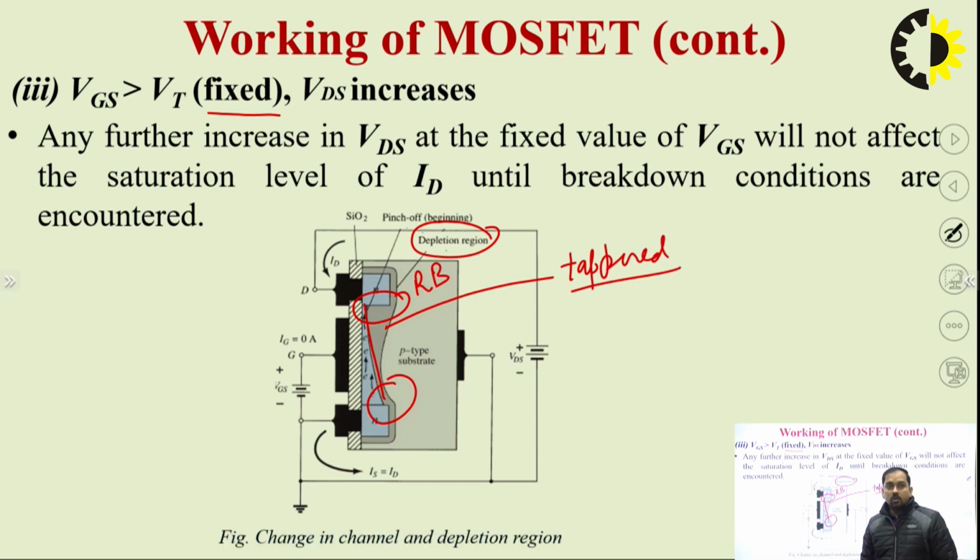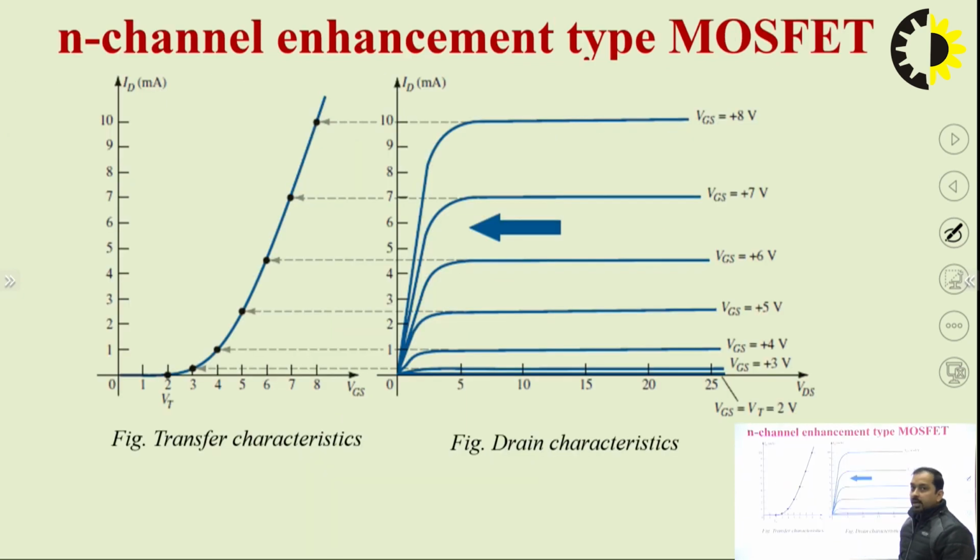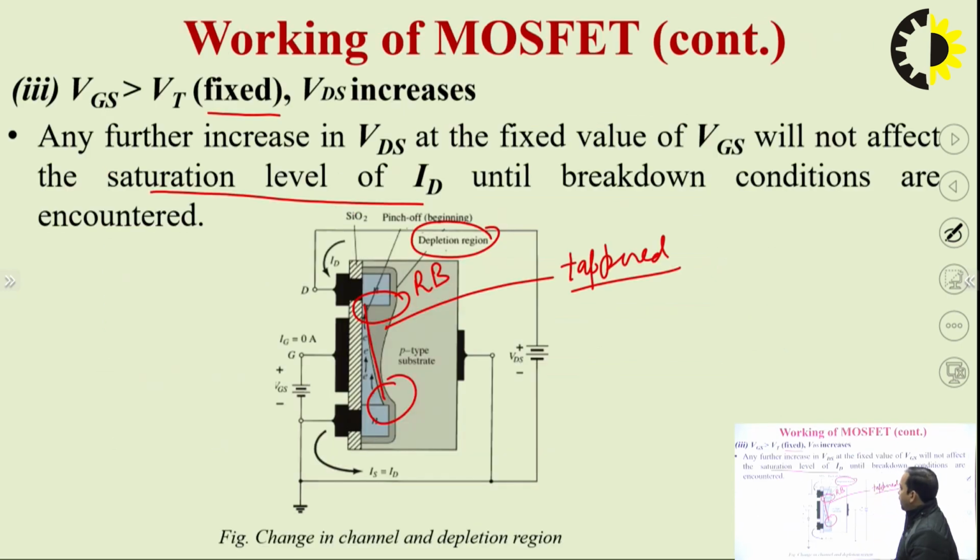So further increasing the value of VDS will not increase the value of current, and ID will become saturated. It will gain a saturated level. So we can see the characteristics again for the enhancement type. We have two characteristics. First is between ID and VGS.